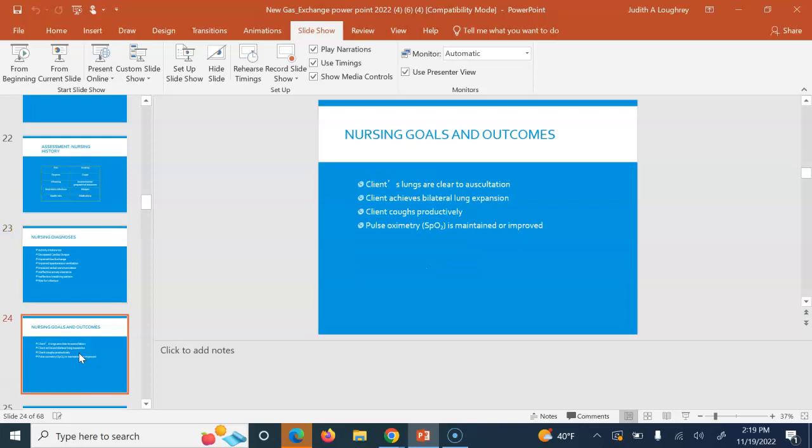Nursing goals and outcomes. These are some of the things that you'd see. Client's lungs are clear to auscultation. Client achieves bilateral lung expansion. Client coughs productively. Pulse oximetry is maintained or improved. And as you take care of your patient, they'll be very specific to your patient, and you'll be able to come up with the particular goals that are appropriate for the patient and the respiratory issues that they have at hand.